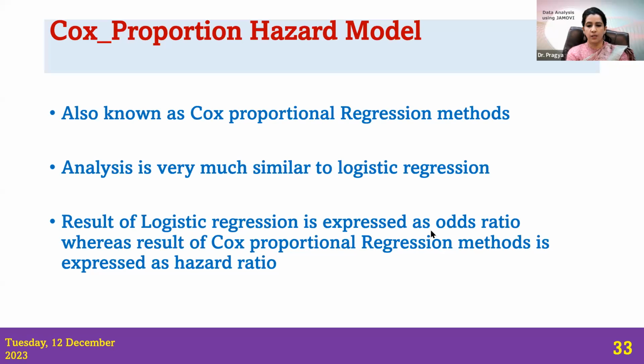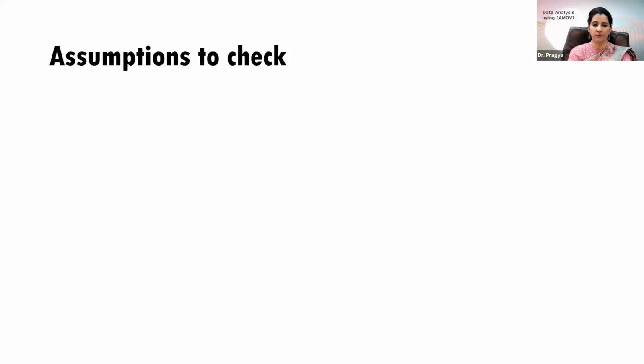So here you can see that this Cox proportional hazard model is again very much similar to logistic regression. The result of logistic regression is expressed as an odds ratio, whereas the result of the Cox proportional hazard regression method is expressed as the hazard ratio.